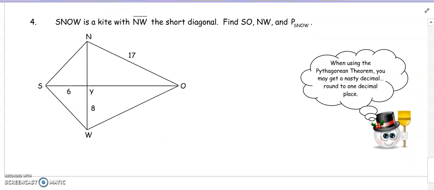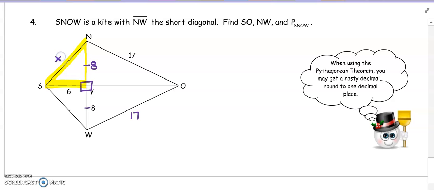All right, looking at number 4, SNOW is a kite, NW is the short diagonal, which means I've got my right angles and these two pieces are equal. If it's 8 on the bottom here, it's also 8 at the top. If NO is 17, then WO is 17. And now I'm going to focus on this top triangle.